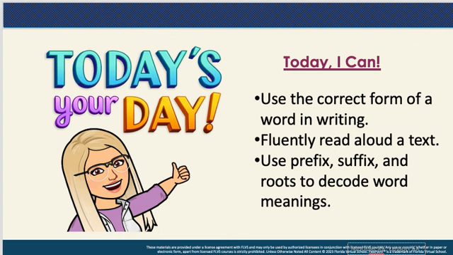We're going to be able to use the correct form of various homophones or homographs, depending on which one it is. So a homophone is what we're focusing on. We're going to be focusing on reading a text fluently aloud, focusing on pace, expression, and accuracy. We're also going to be using prefixes, suffixes, and roots to decode various meanings of words, and then also doing a little bit of syllabication.